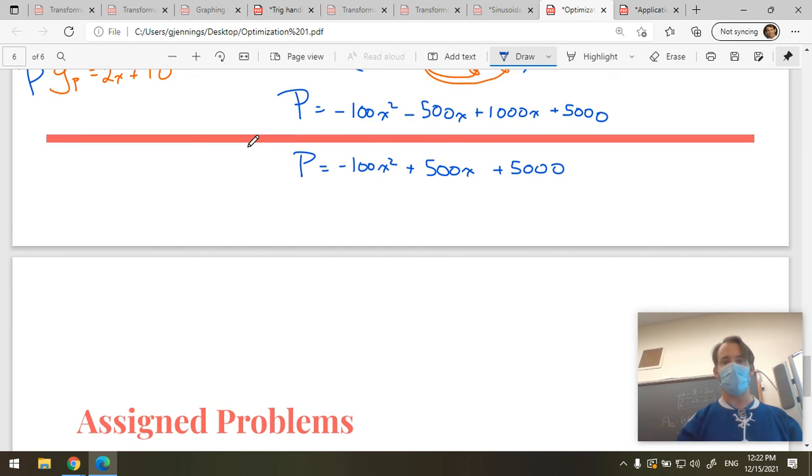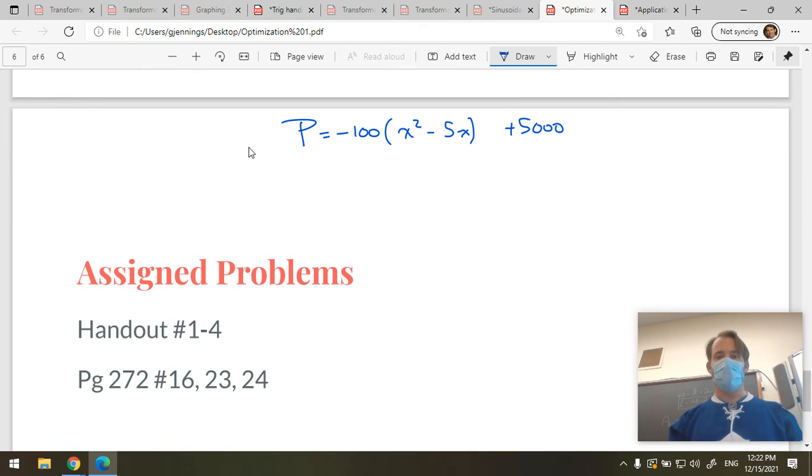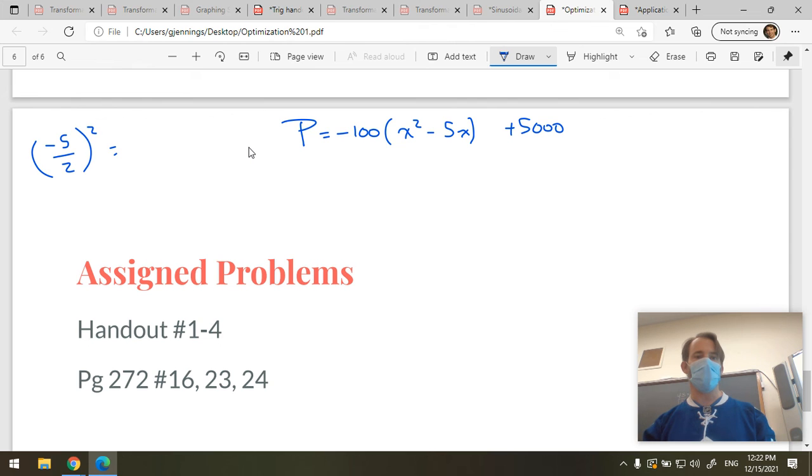So we can find that vertex by completing the square here. If I complete the square, my first step is to write out this function, but with the a factored out of these two values. So that's going to be this. Okay, now I complete the square. I've got a b value that's negative 5, so that's going to create some fractions. So here we go. Let's complete the square. First, I'm going to take negative 5, divide it by 2, and square it. That's going to give me 25 over 4.